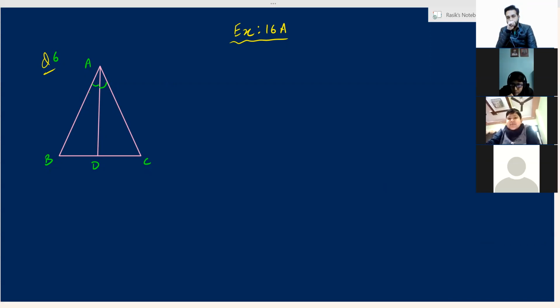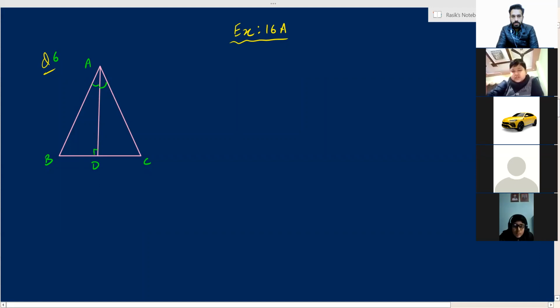Sir, it can be said that AD is parallel to BC. How, beta? How is AD parallel? It is given perpendicular, not parallel. Yes, sir, AD is perpendicular to BC. This is the property of the angle.